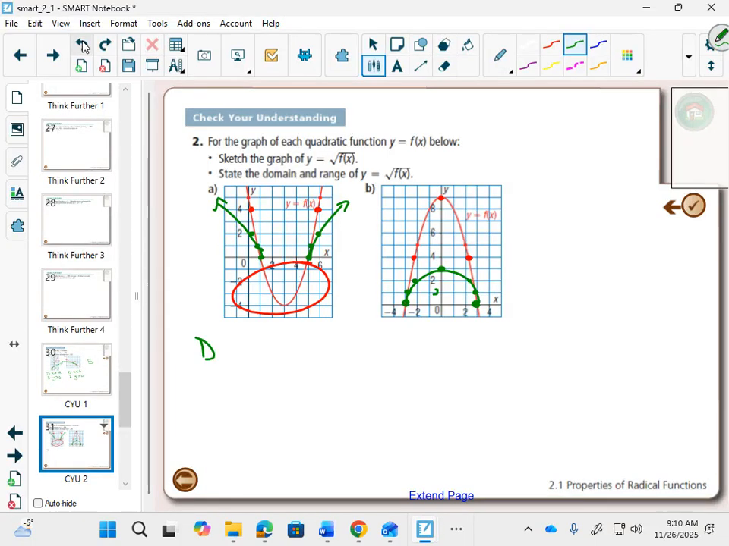Now for each of these, they want domain and range. So the domain here is a little bit tricky. You could either write it like this: x is less than or equal to 1, or x is bigger than or equal to 5. That's how you would write it in set notation. In interval notation, you would say negative infinity to 1, square bracket because it's included. We use a big U for or, and 5 to infinity.